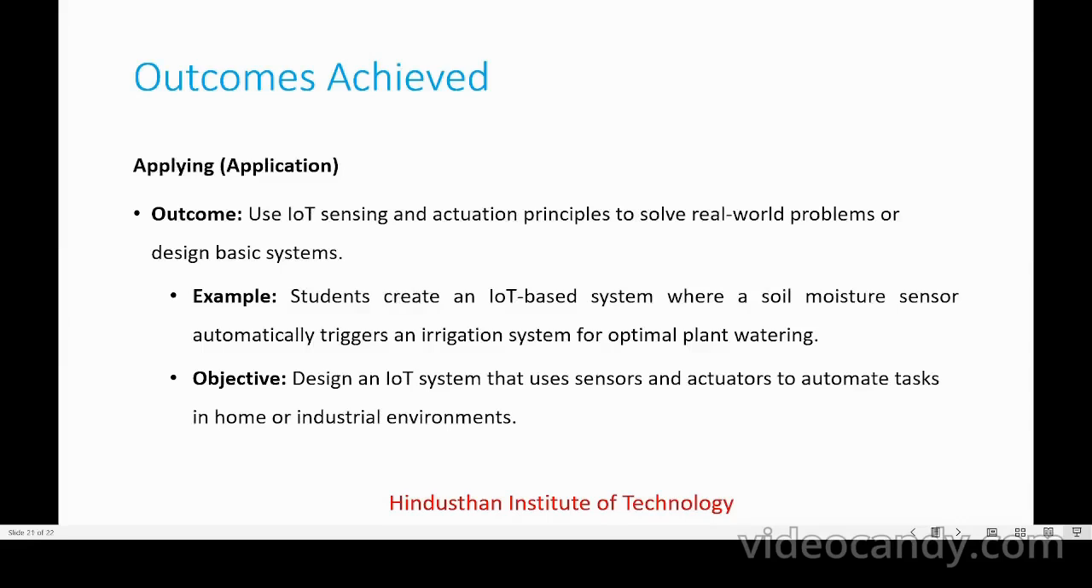Next outcome will be applying. Using IoT sensing and actuation principles, we may solve real-world problems or design basic IoT systems. Here students may create an IoT-based system using a soil moisture sensor. The soil moisture sensor will automatically trigger the irrigation system for optimal plant watering. Here the objective will be that we can design an IoT system that uses sensors and actuators to automate tasks in home or industrial environments.